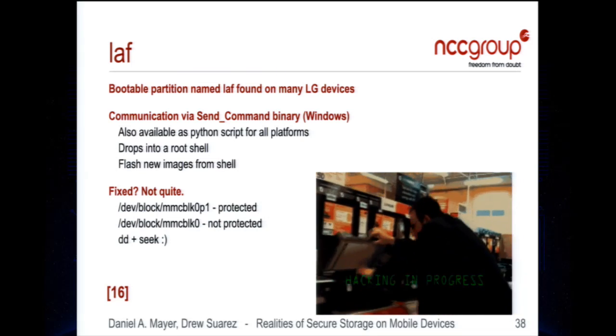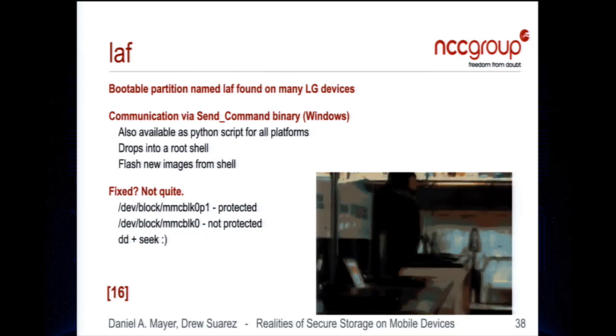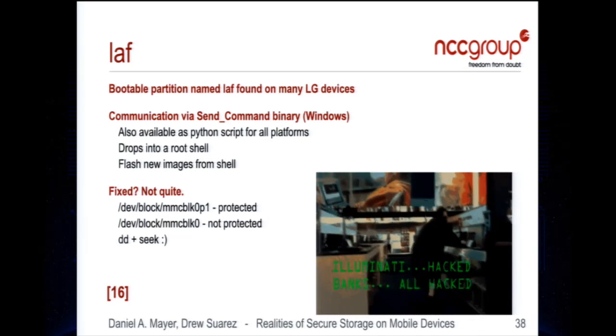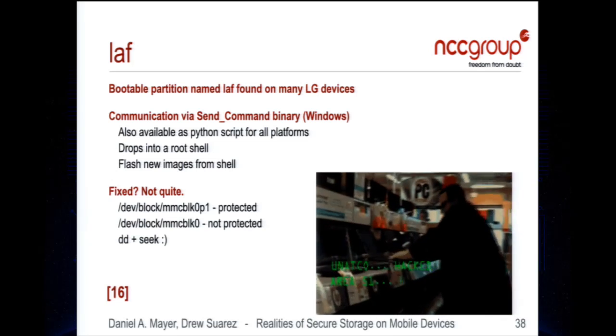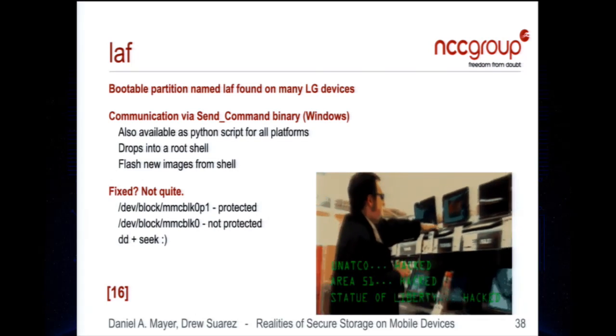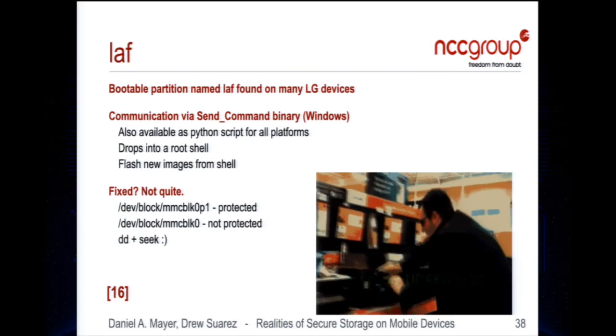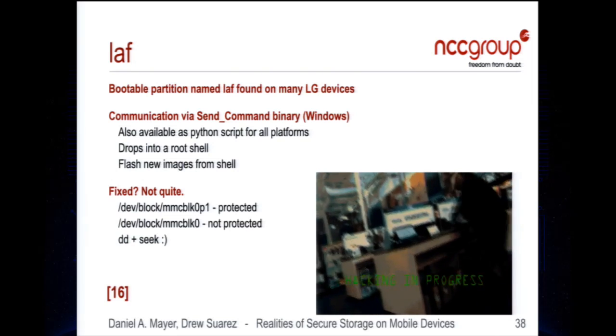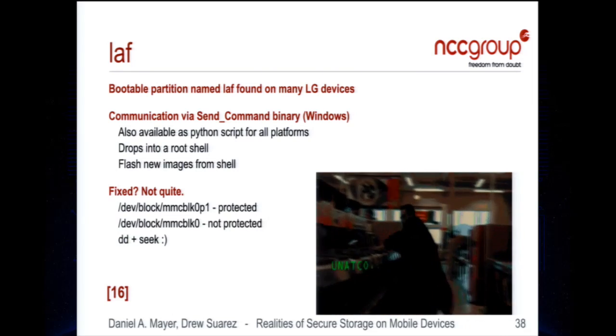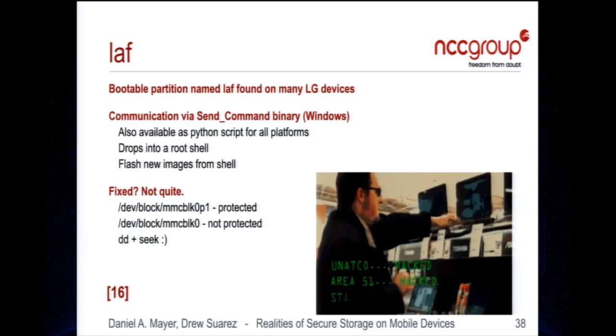They attempted to fix this, but they didn't really do it very well in the sense that they sort of protected the specific partitions themselves and not the root device. So if you use dd and seek and cleverly write the image, you can overwrite block 0 and still overwrite the image you wanted to and take advantage of this.